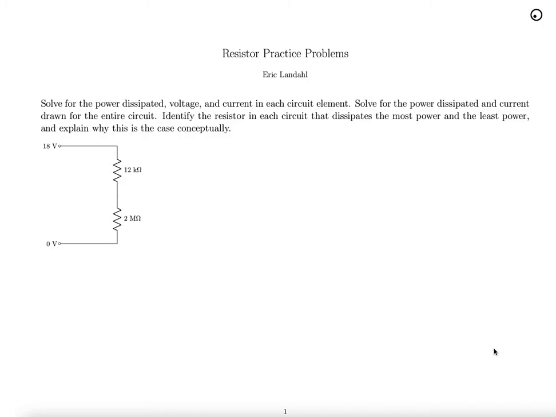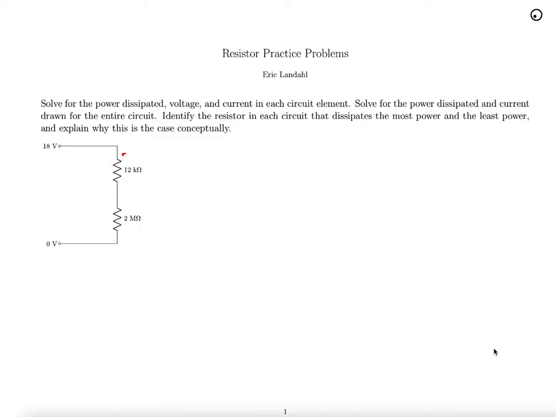advanced resistor network techniques. We're going to start with a series of problems in which we're going to solve for the dissipated power in each circuit component, and that's going to require knowledge of the voltage and current in each component as well, and then do the same for the entire circuit. Finally, we'll identify which resistor in each circuit dissipates the most power as well as the least power. This could be easy here in our first problem because we only have two resistors.